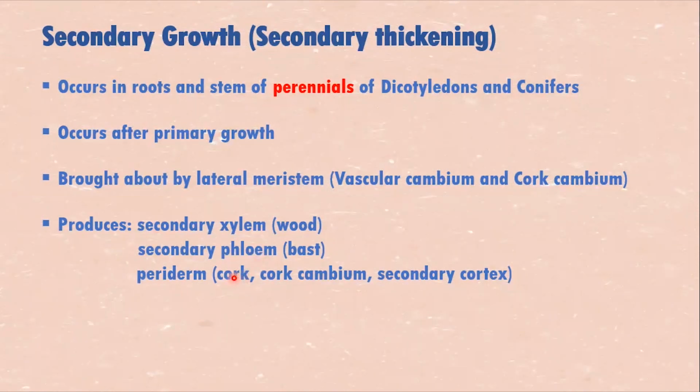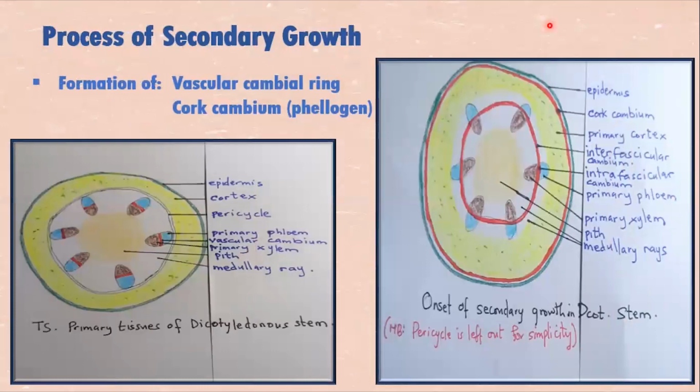The periderm is made up of cork cambium and secondary cortex. Well, we should not forget that in here, there are also secondary medullary rays. Right. At the onset of secondary growth, the vascular cambial ring is formed and cork cambium, phellogen, is also formed.